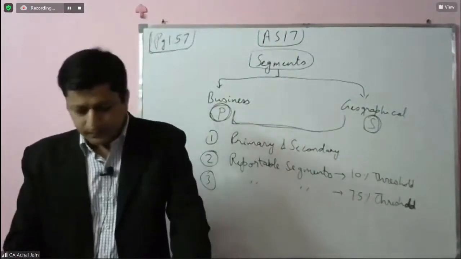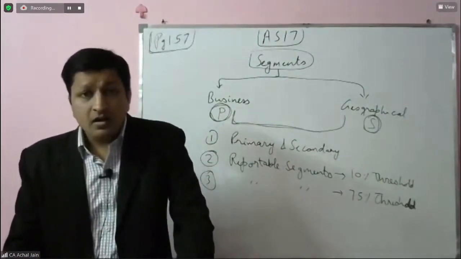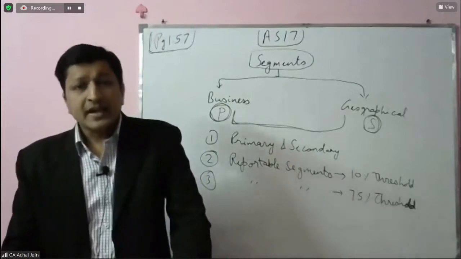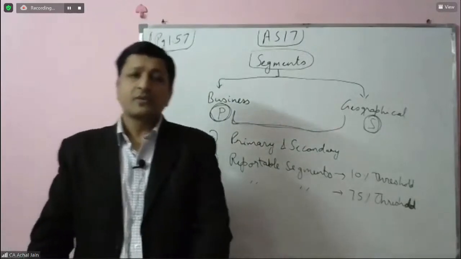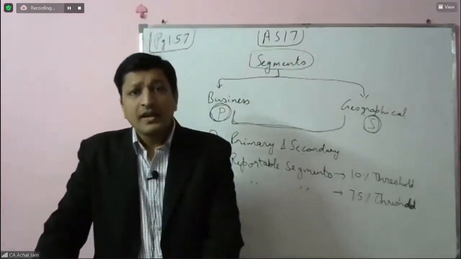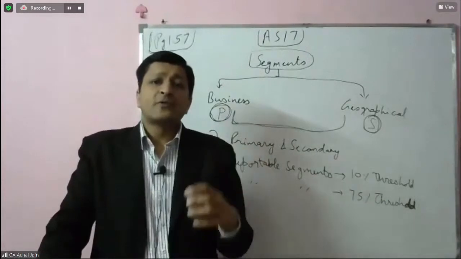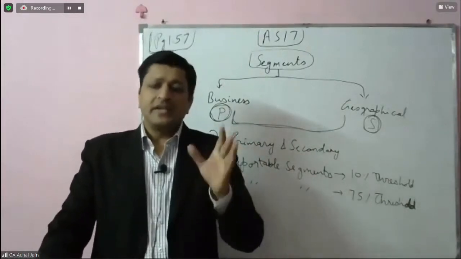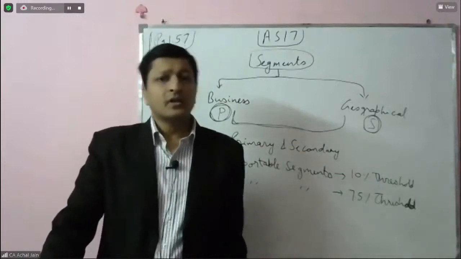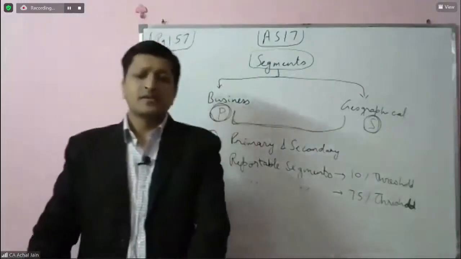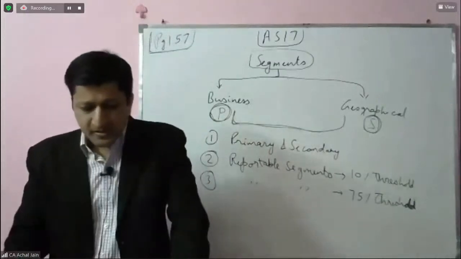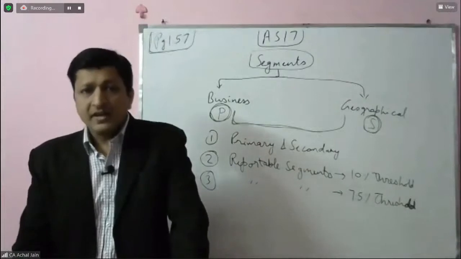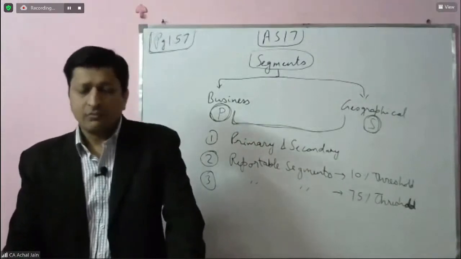Next disclosure. Total cost incurred during the period to acquire segment assets that are expected to be used during more than one period. So what does it mean? It means acquisition of PPE and acquisition of intangible assets during the year. Those are also required to be disclosed. And acquisition means within that segment or for that segment, whatever acquisitions would have been done, that is required to be disclosed.